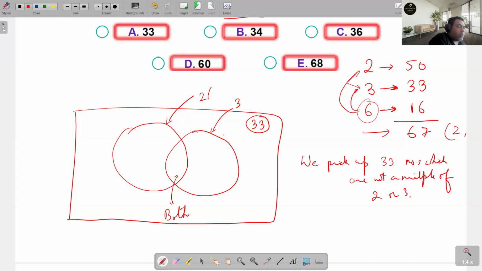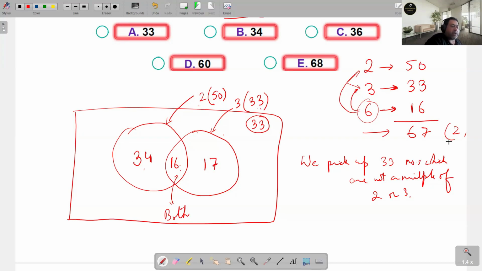Divisible by 2, there are 50 numbers. Divisible by 3, we have 33 numbers. And divisible by both 2 and 3, there are 16 numbers. So the numbers which are divisible by 2 but not by 3, only 2, will be 50 minus 16, so this part will be 34 here. Similarly, the numbers which are divisible by 3 but not by 2 will be 33 minus 16, which is 17 here.